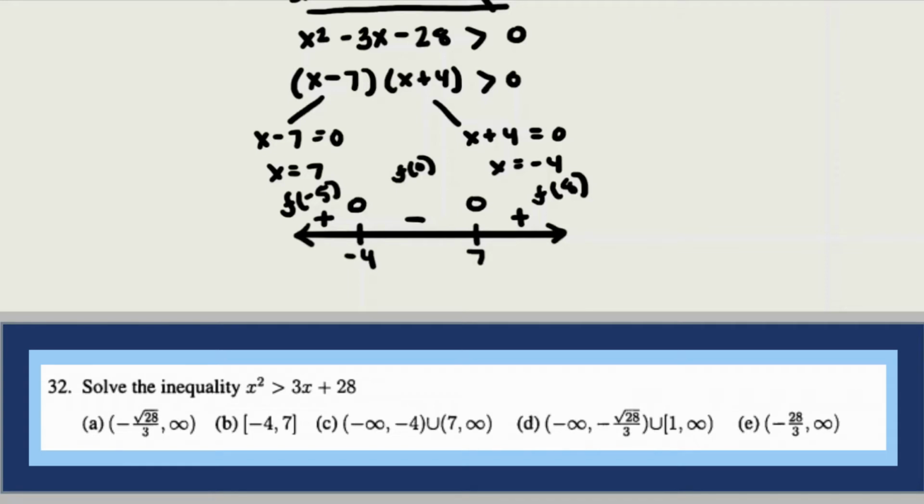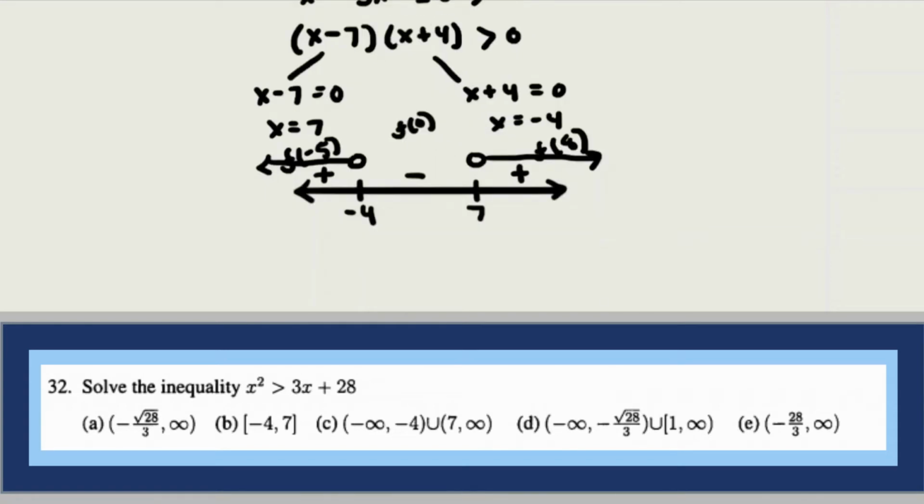So therefore, this indicates our solution. We're going to connect the dots. Basically, our solution is going to be -infinity, -4, and then 7 to infinity. And if we were to write that in interval notation, that would translate to -infinity to -4, parenthesis because it's an open hole, and then union 7 to infinity.